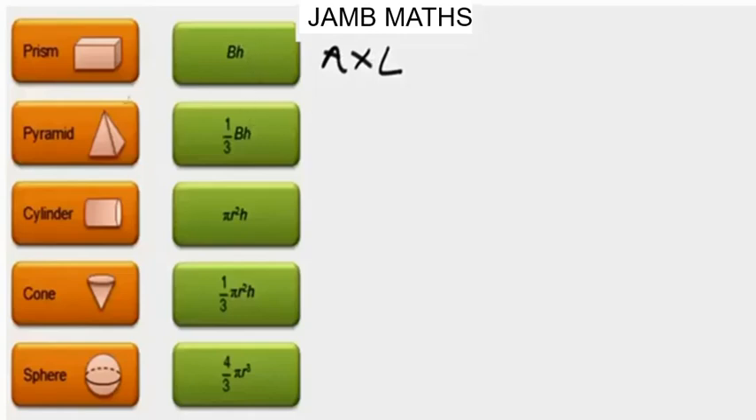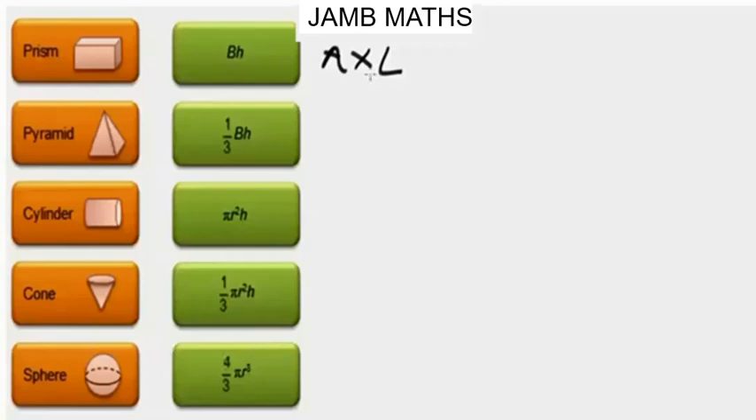Area times length. It's either using cross-sectional area times length or base area times height, which is still the length. Now for the volume of a pyramid, we have it to be 1/3 times base area times height, the vertical height. Whereas that of a cylinder, we have the volume to be pi r square h, where h is the height. For the cone, we have the volume of a cone to be 1/3 pi r square h. Lastly, we have the volume of a sphere to be 4/3 pi r cube.